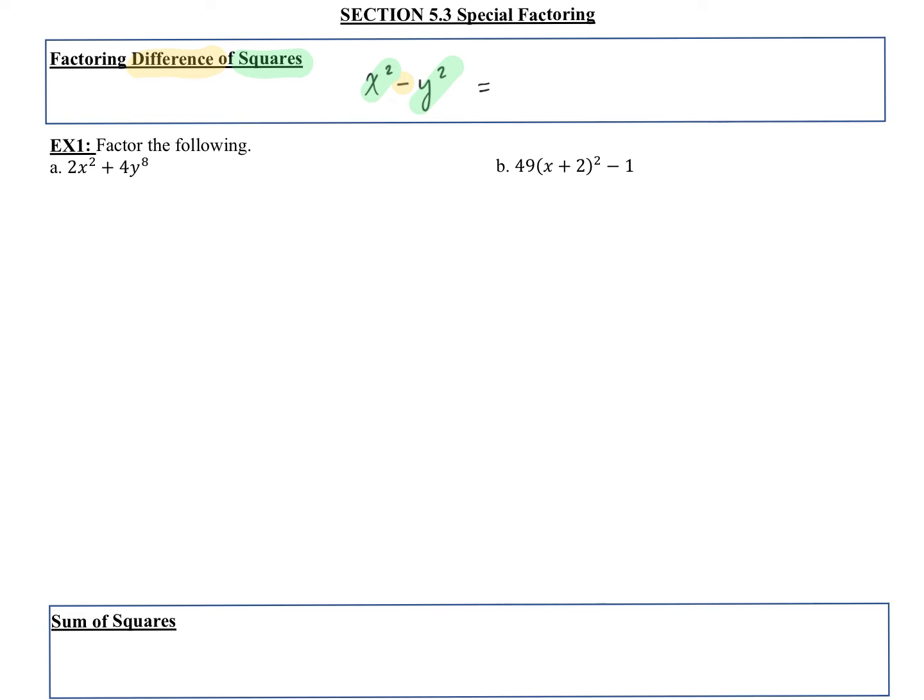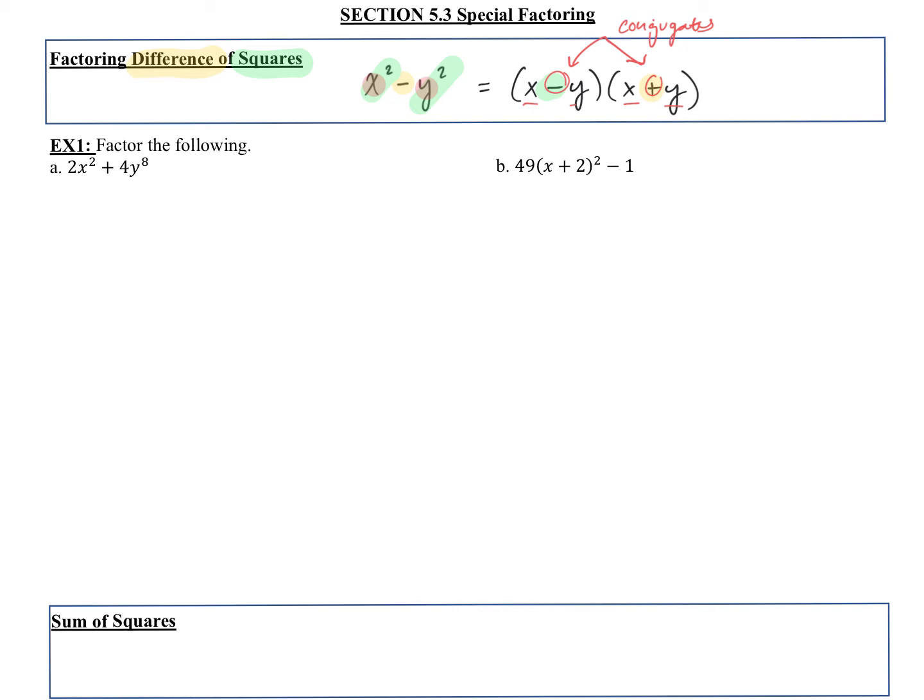Now, the special method for factoring this is x minus y, x plus y. So notice, it's the item before it was squared, and we have a plus and then a minus. So two different things, a plus and a minus. And these two binomials are called conjugates of one another, because they have the same first terms and same last terms, but different signs. Okay, so let's take a look at actually factoring.